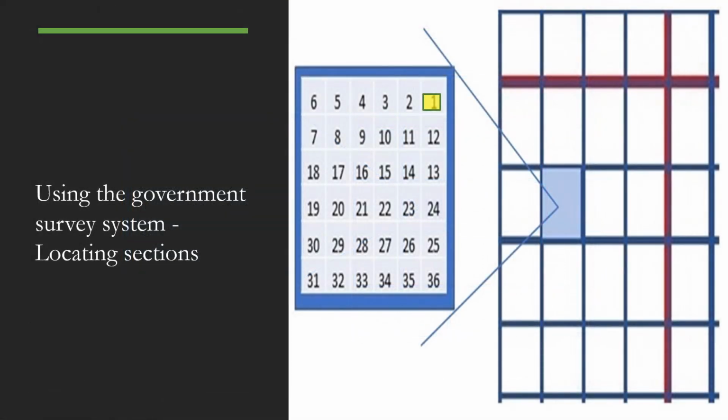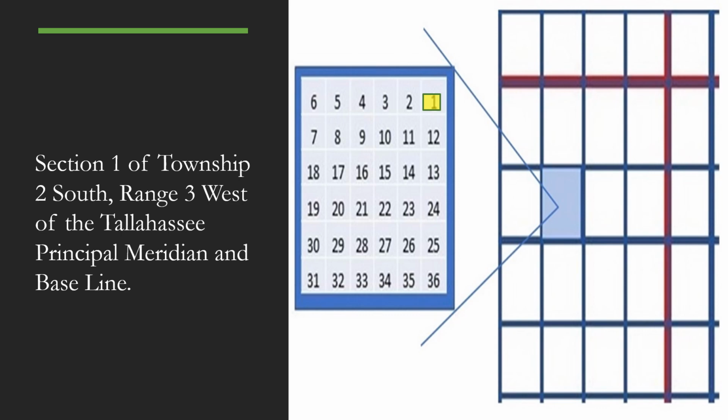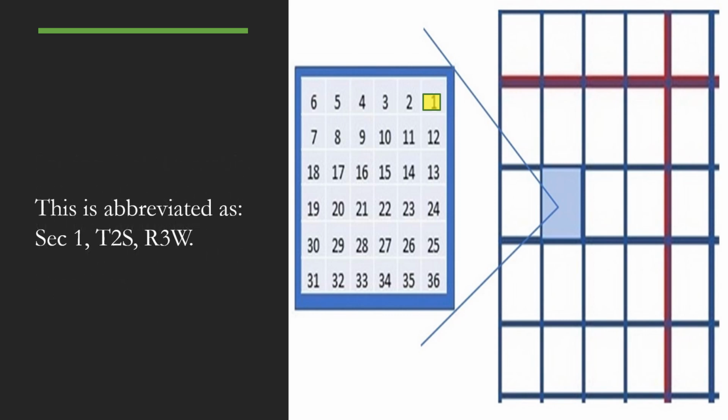Using the government survey system, locating sections. A legal description that is located within Section 1 of this township depicted is identified as Section 1 of Township 2 South, Range 3 West of the Tallahassee Principal Meridian and Baseline. This is abbreviated as Sec 1 T2S R3W.